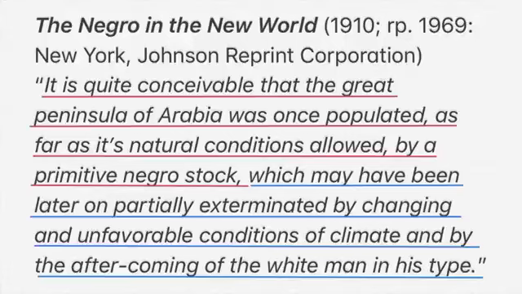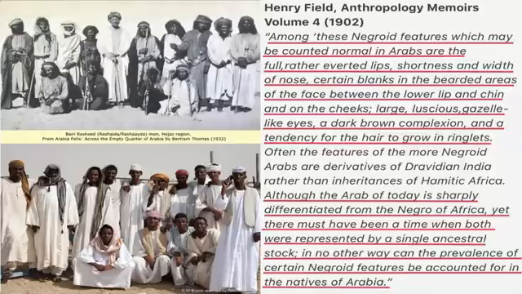Very interesting. This is from The Negro in the New World. It says, it is quite conceivable that the great peninsula of Arabia was once populated, as far as its natural conditions allowed, by a primitive Negro stock. So many sources are pointing to the idea of a proto-Negroid or primitive Negroid-looking people in old Arabia. This is from Henry Field.